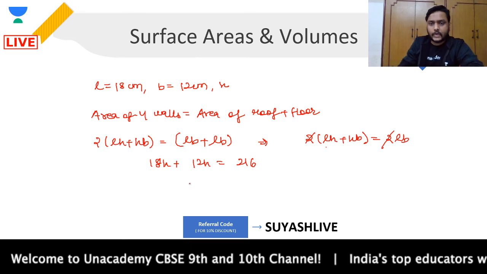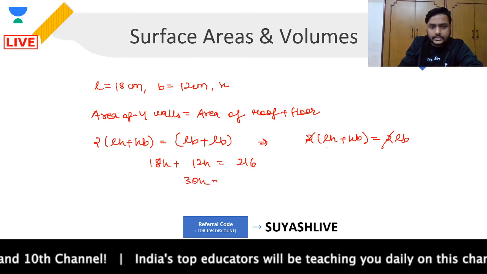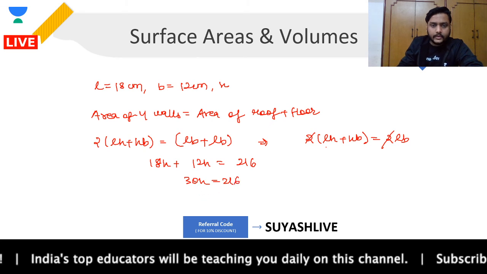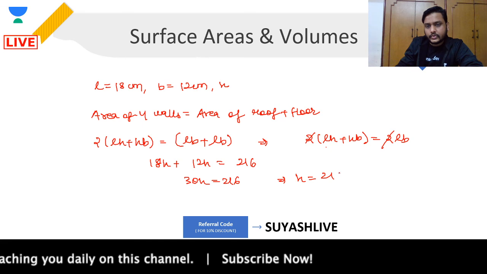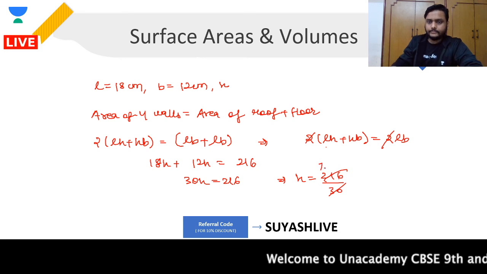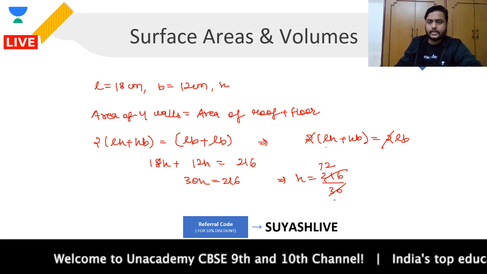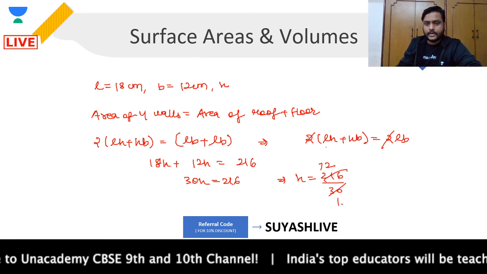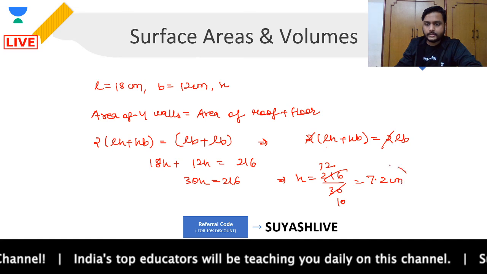Now guys, from here what I can say, this will simply give me 30H is equal to 216, and from here your H will come out as 216 upon 30. Let's solve it. This is gone by 3, 7, and your 2 and this is gone by 3, 10 times, your h will come out as 7.2 centimeter.